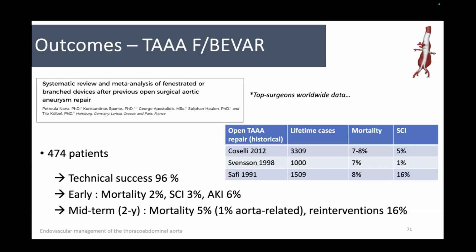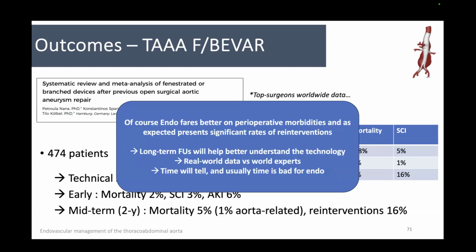So just as a comparison, these are the top guns of open surgeries that publish their results on thousands of cases. And as you can see, mortality is usually around 7 to 8%, spinal cord ischemia 5 to 16%. So endo for the thoracoabdominal segments in the perioperative period of course seems to fare better, and it's not surprising because time is usually the enemy of endo surgery, as we will see in the infrarenal segment. But long-term follow-ups are needed to see.